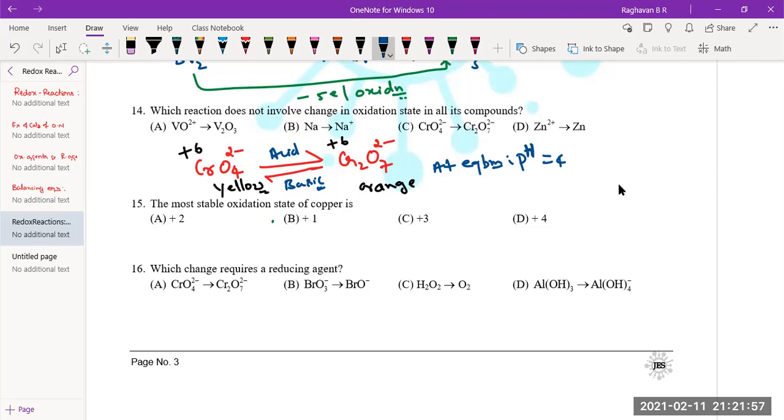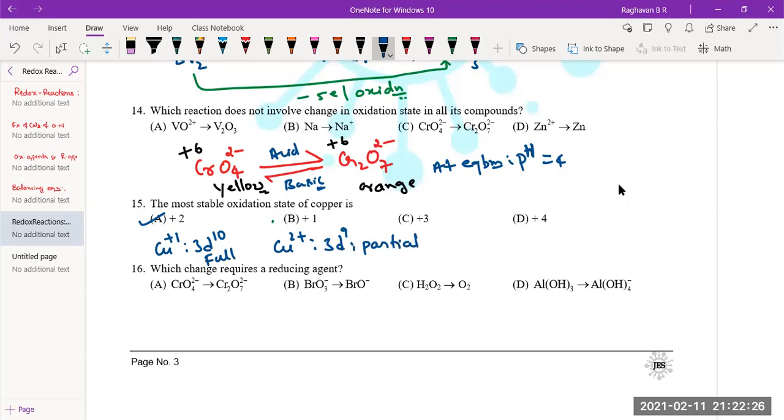Sir, +2. The most stable oxidation state of copper is this. Actually, Cu+1 has 3d10. Cu2+ cupric has 3d9. So this is full, it should be more stable, 3d10. Correct? 3d9 should be partial, it should be less stable. But +2 itself is more stable.